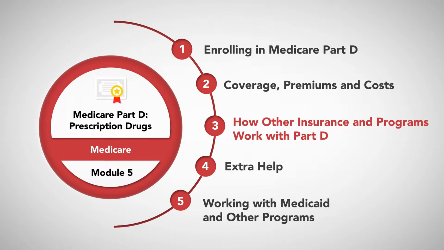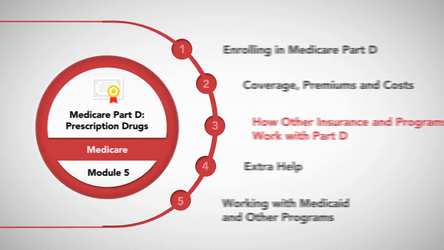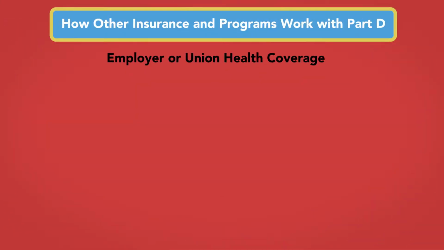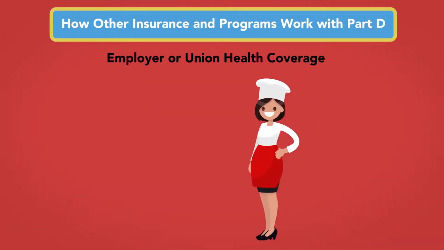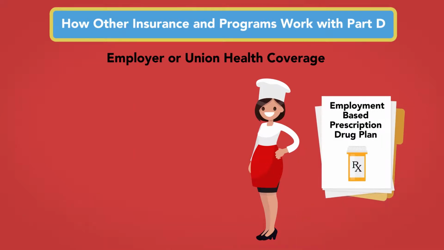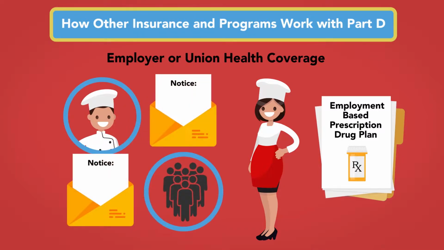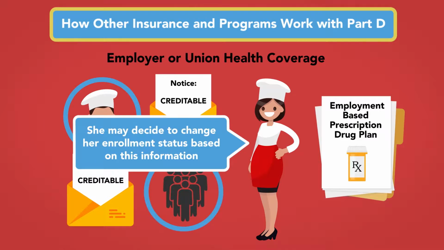How other insurance and programs work with Part D. Employer or union health coverage. If a Medicare beneficiary has prescription drug coverage based on her or a family member's current or former employment, the employer or union must notify her each year regarding whether its drug coverage is creditable. She may decide to change her enrollment status based on this information.